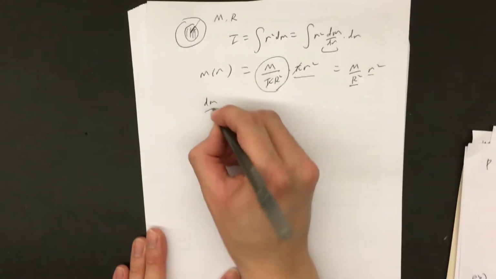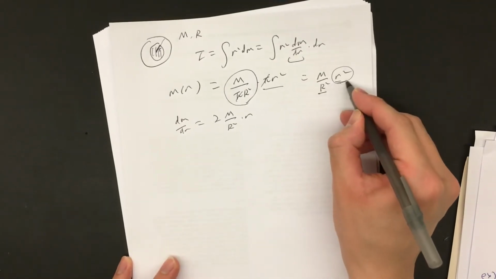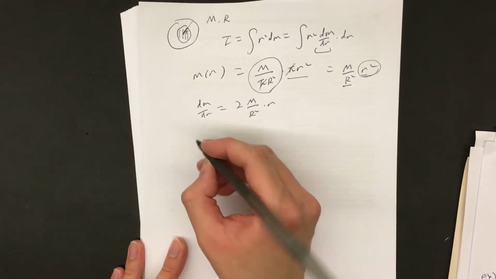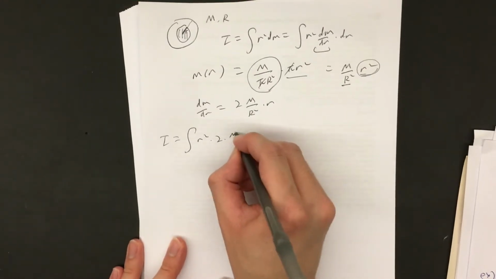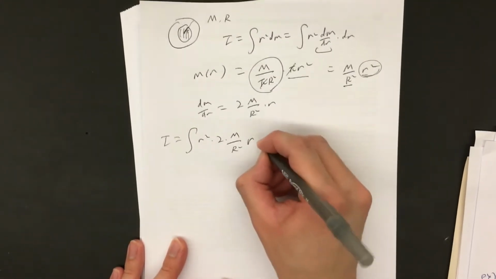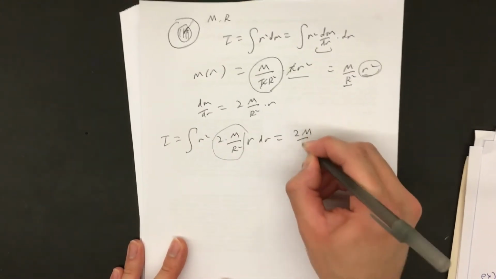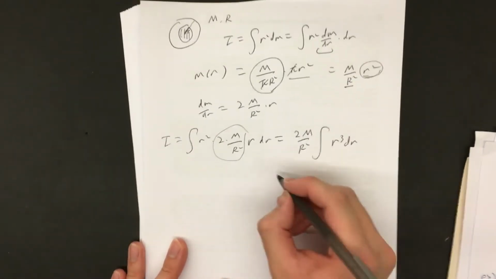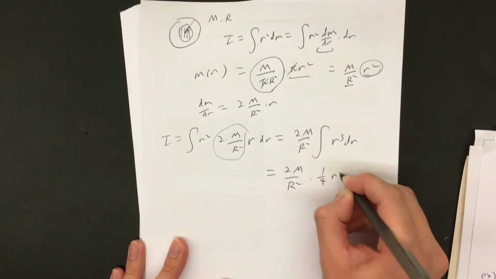Differentiating this, dm/dr equals 2 big M over R squared times r, since this is a quadratic term. Therefore, plugging this into the integral, inertia equals the integral of r squared times 2M over big R squared times r dr. Solving this and pulling the constant out, this equals 2M over R squared times the integral of r cubed dr, which is 2M over R squared times 1/4 r to the fourth.